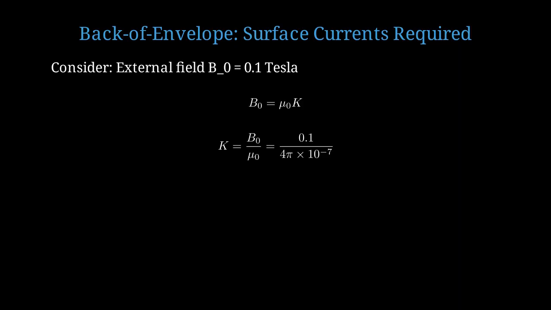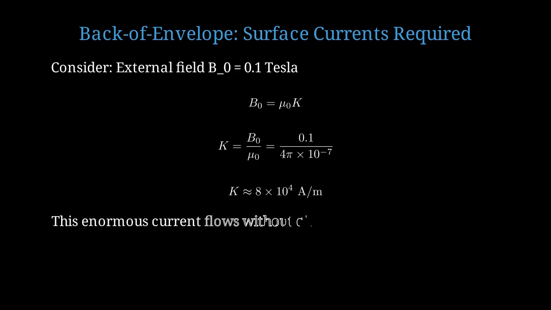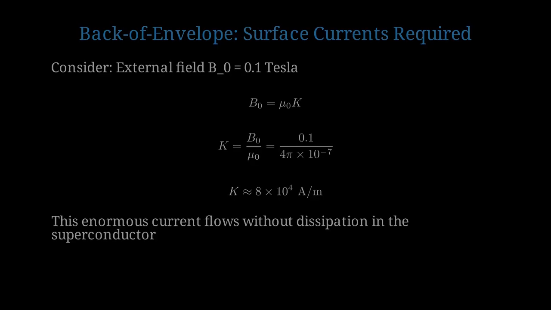Plugging in 0.1 Tesla and mu0 equals 4 pi times 10 to the -7, we get the current density. This gives us approximately 8 times 10 to the 4th amperes per meter. That's 80,000 amperes per meter of surface current needed to screen the field. This is an enormous current density, yet it flows without any dissipation whatsoever in the superconducting state. This is possible because of the zero resistance.